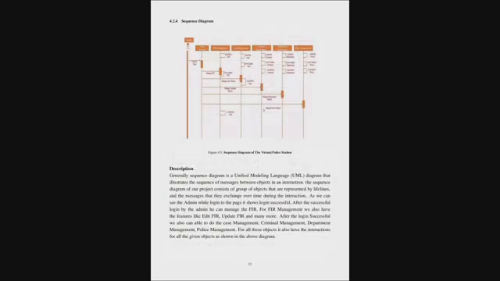Sequence diagram of the virtual police station. Generally, a sequence diagram is a unified modeling language diagram that illustrates the sequence of messages between objects in an interaction. The sequence diagram of our project consists of a group of objects that are represented by lifelines and the messages that they exchange over time during the interaction.